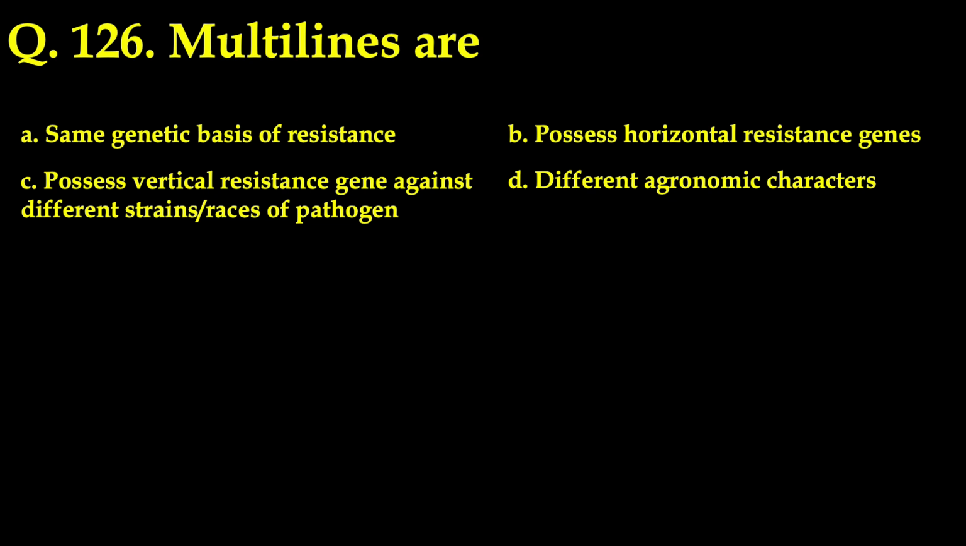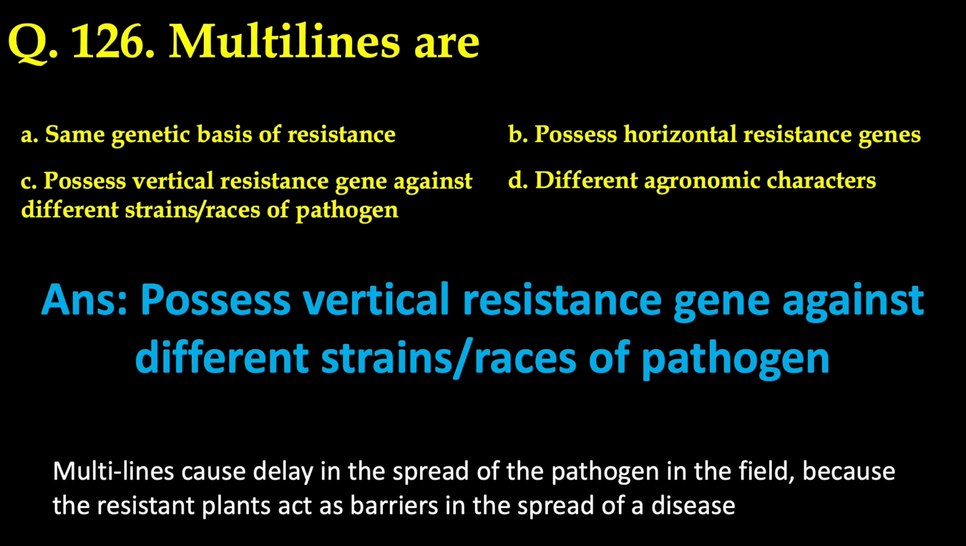The correct answer for this question is option C, that is, possesses varietal resistance genes against different strains or races of the pathogens. And try to remember, multiline causes delay in the spread of the pathogen in the field because the resistant plants act as a barrier in the spread of a disease.